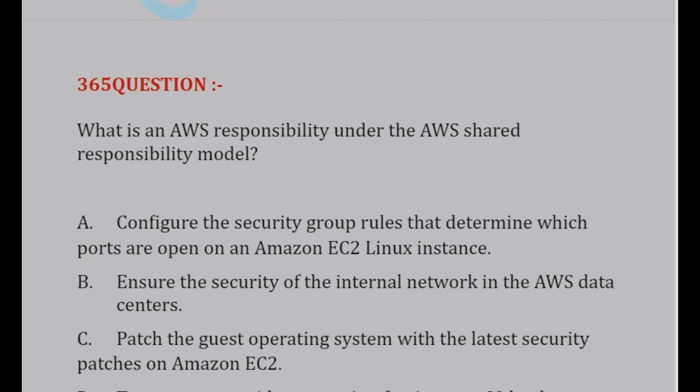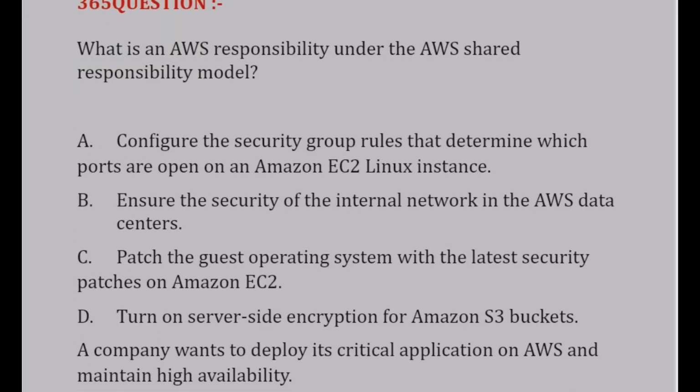Question is, what is an AWS responsibility under the AWS shared responsibility model? Option A. Configure the security group rules that determine which ports are open on an Amazon EC2 Linux instance. Option B. Ensure the security of the internal network in the AWS data centers. Option C. Patch the guest operating system with the latest security patches on Amazon EC2. Option D. Turn on server-side encryption for Amazon S3 buckets.